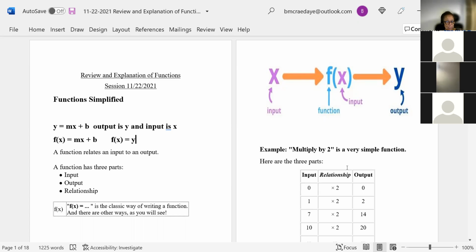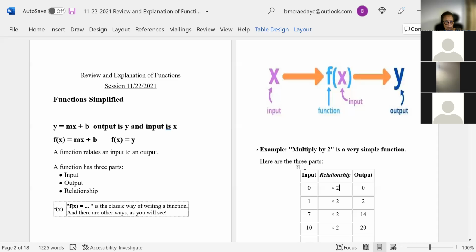For instance, over here, you see where I say multiply by 2 is a simple function, right? So my input is 0. My relationship is a multiplication, and I'm multiplying by 2. My input is 0. So where's the 2? Right here, on the right side of the screen. Not here, but here. You see, multiply it by 2.